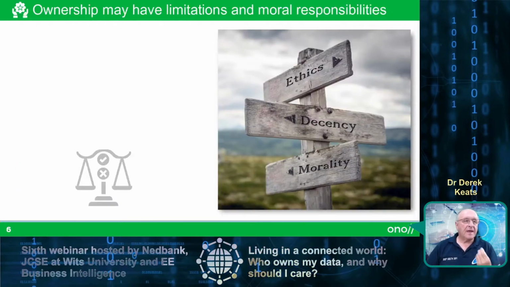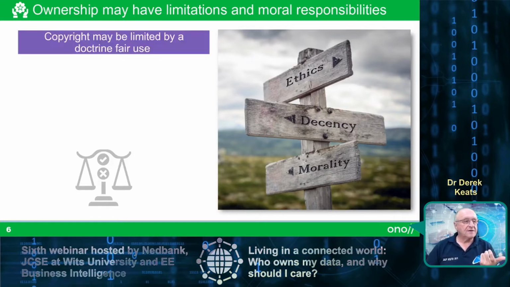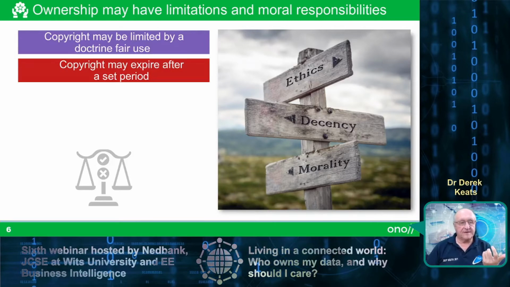We're going to move on and talk about limitations on ownership. So ownership can have limitations and it can have moral responsibilities. Copyright, for example, may be limited by the doctrine of fair use. Fair use doctrine means I can take, for example, a short excerpt from say a Trevor Noah YouTube video and then use it to parody it or to create a criticism or analysis of it. And I don't need any particular permissions to do that, although it's not the same necessarily in all jurisdictions, as I said. Copyright can expire, usually after a set period, and this again varies geographically.